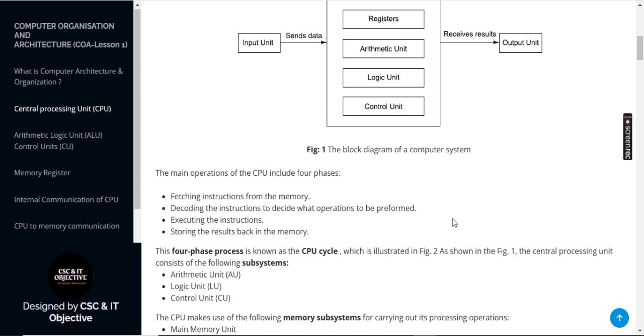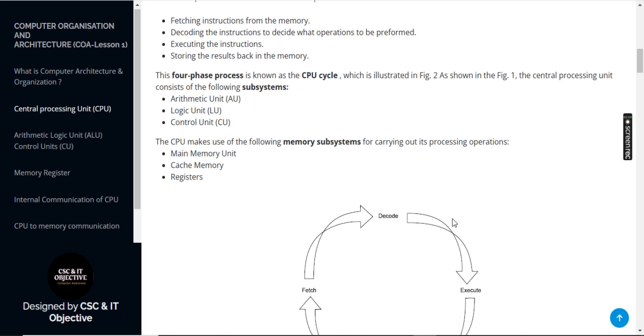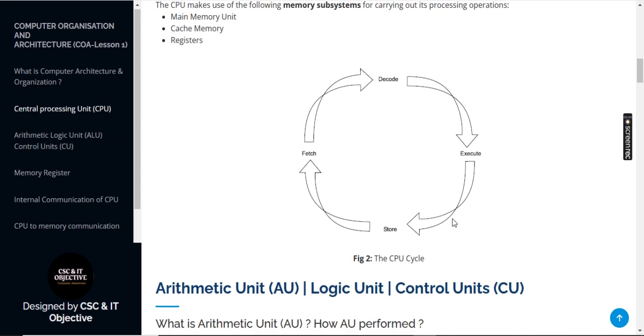The four-phase process is known as the CPU cycle, which is illustrated in Figure 2. As shown in the figure, the central processing unit consists of the following subsystems: first, the arithmetic unit; second, the logic unit; and third, the control unit. The CPU makes use of the following memory subsystems for carrying out its processing operations: first, main memory unit; second, cache memory; third, registers. Figure 2 shows the CPU cycle.